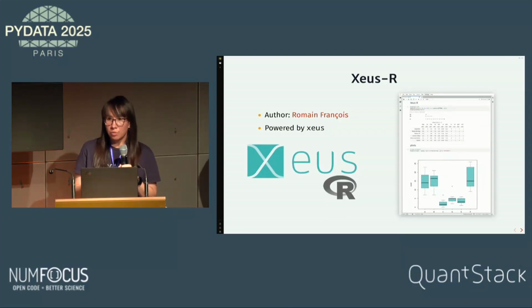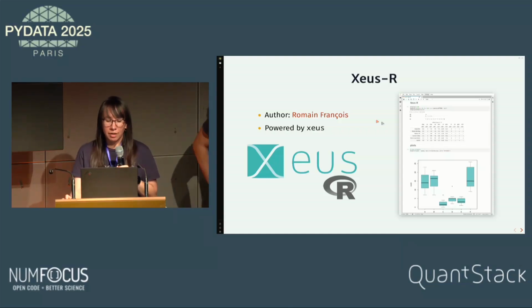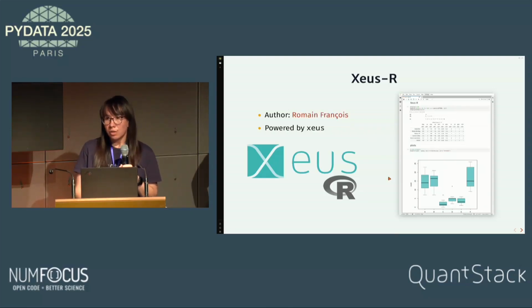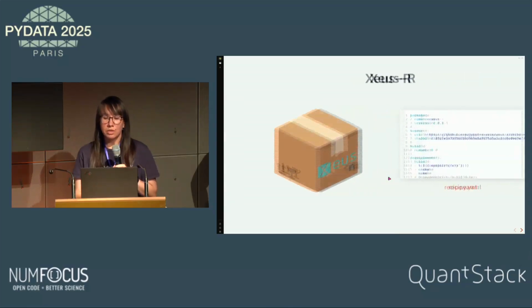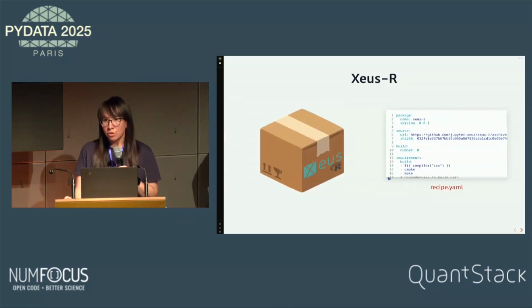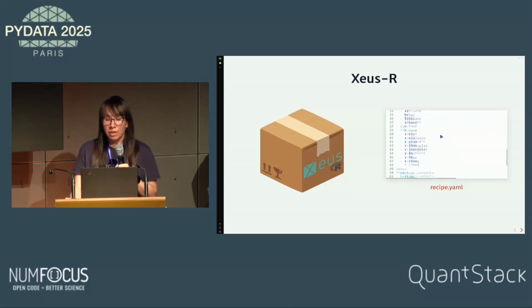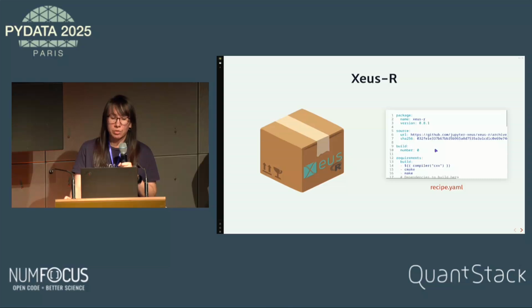So before we can jump into JupyterLite, of course, we need a xeus kernel. We already had xeus-R, which was written by Romain Francois, and that was already working well in JupyterLab. We just needed to make some small modifications so that we could compile it with Emscripten. And then we created a recipe and added it to Emscripten-forge.